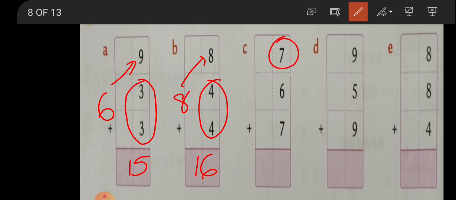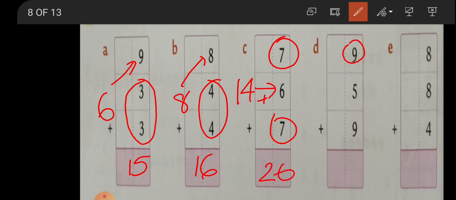Then you will add now 7 plus 7. Now 7 in mind, 7 fingers up, 7 plus 7 will give you 14. Now this 14 you add with 6. So 14 in mind, 6 fingers up. 14, 15, 16, 17, 18, 19, 20. You get the answer 20.